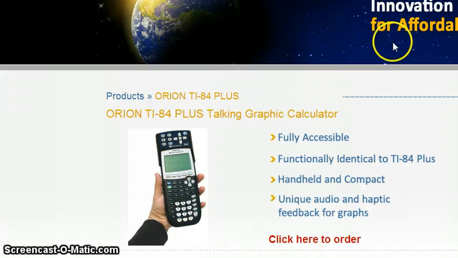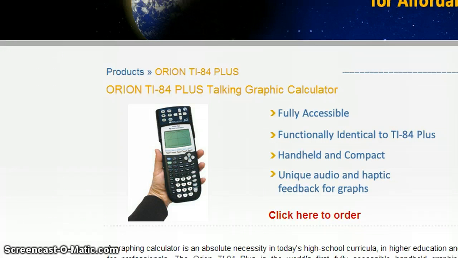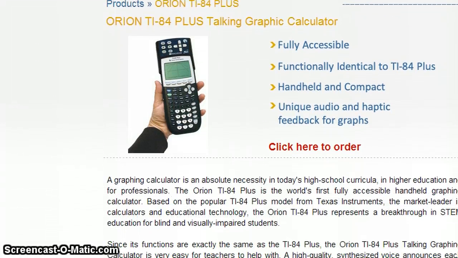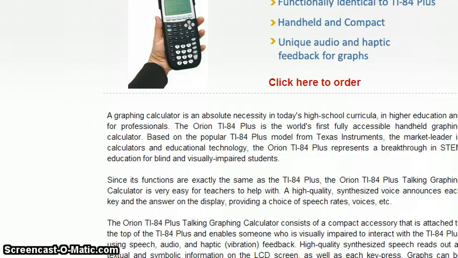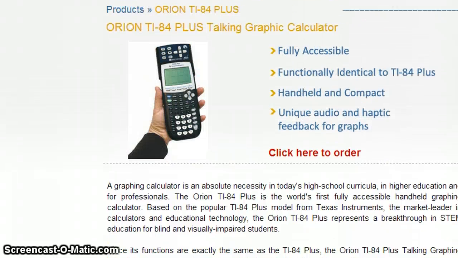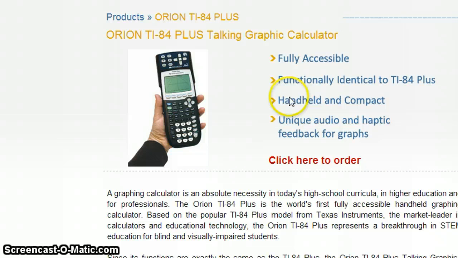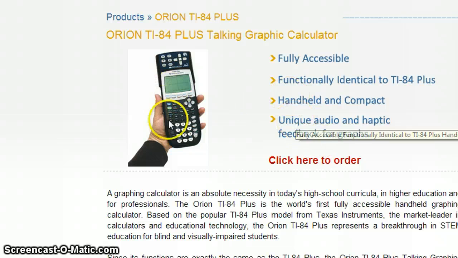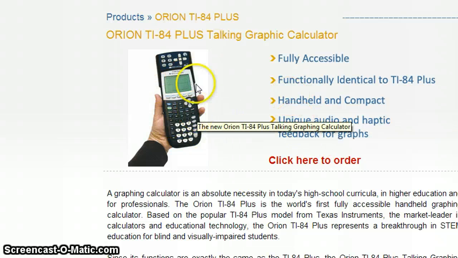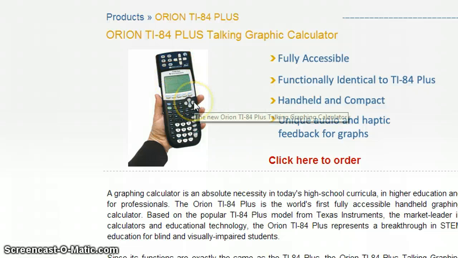One thing I did want to show everyone, and this is for the students with visual impairment. There's the Orion TI-84 Plus talking graphing calculator, and it is fully functional and identical to the TI-84. Okay, unique audio and haptic feedback for graphs. And we can also talk to your special ed teacher about purchasing one of these for you, and so you can actually see the graphs that we are working on.